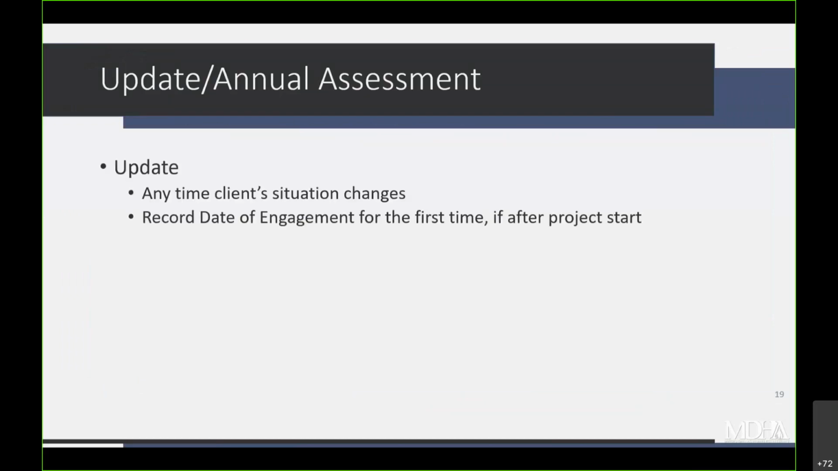All right, so that's a lot about entry. Let's talk about updates. Your update assessment is going to be recorded anytime a client's situation changes. That's the same for all projects. That's nothing specific to street outreach. The main thing that you want to remember is that you'll use the update assessment to record the date of engagement if it's after project start, right?